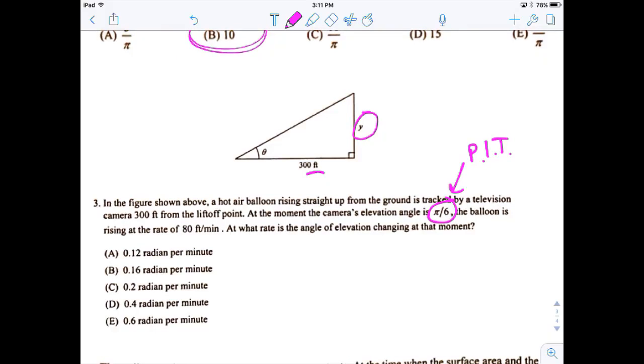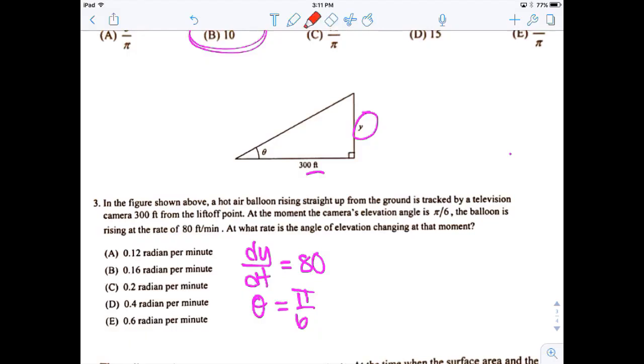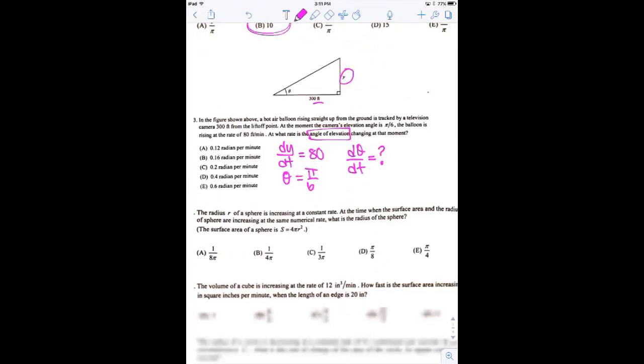So here's what I know. I know dy dt is 80 at the time when theta is pi/6. And remember when we did this, we'd sort of organize it by what's always true versus what's true at a point in time. That's what I'm doing in my mind here. So at what rate is the angle of elevation changing? So what is d theta dt at that moment? That's my question here. So let's think through this. We need some information here.